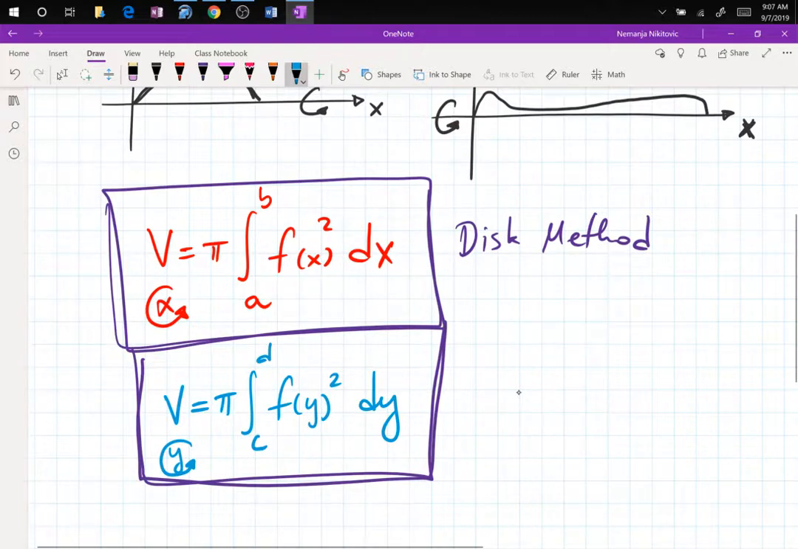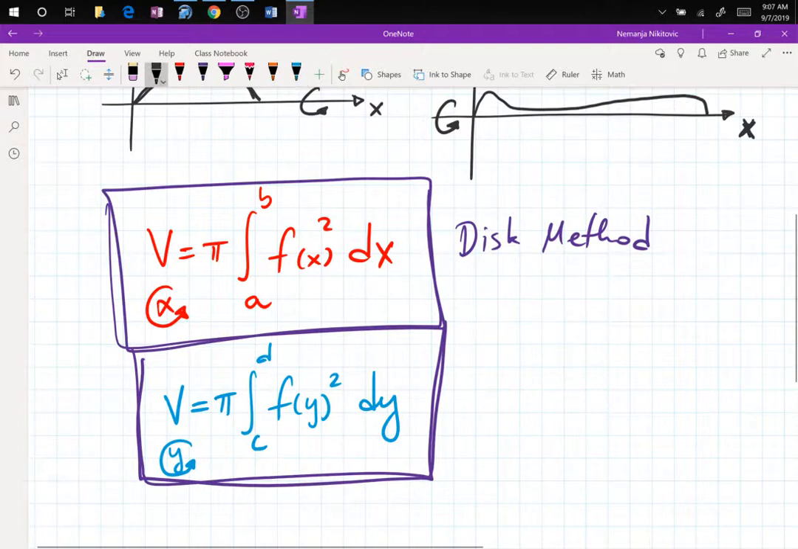So this is what we have for our disk method. Now, why is this the formula? Obviously, some of you would rather know the concept than memorize the formula.